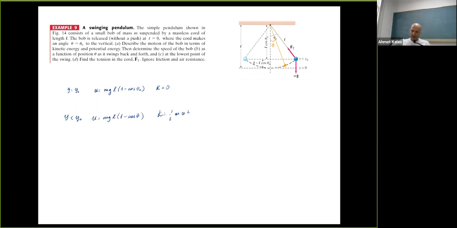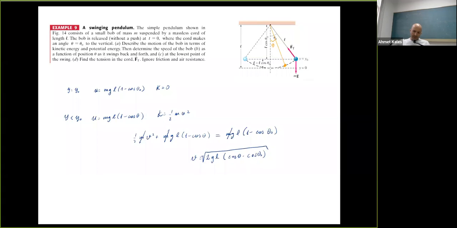Now we use conservation of energy. So it is 1/2 mv squared plus mgL times 1 minus cosine theta is equal to the initial one, which is mgL times 1 minus cosine theta naught. Then I think we can cancel these m's, and v is going to be the square root of 2gL, I think you can do the algebra, and I can see where it goes like cosine theta naught.